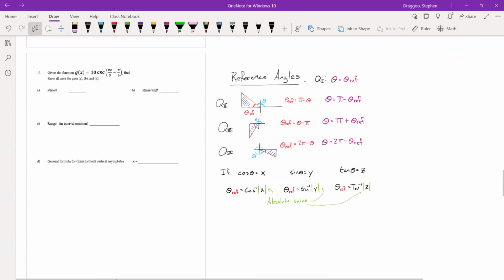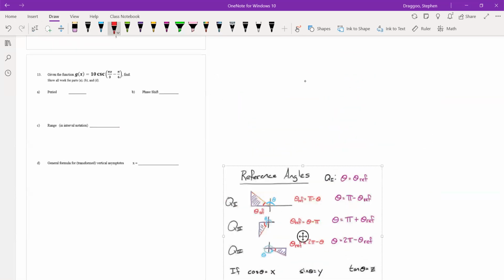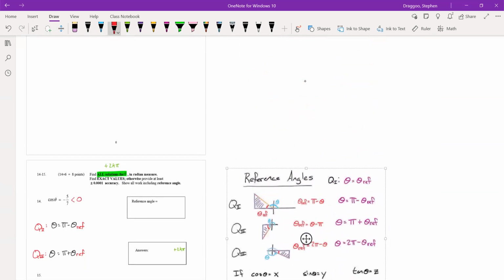Oh, that's why. I just put it next to the wrong problem. So I feel like it should have loaded by now. Let me bring that down.